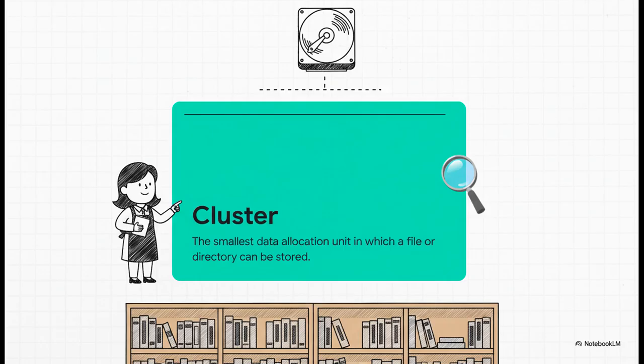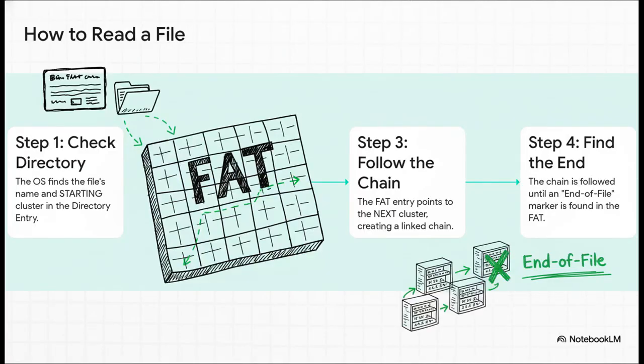Okay, so before we dive into the map itself, we need to understand what it's actually mapping. See, the storage space on your drive? It's all broken down into these small, manageable chunks called clusters. And for our library analogy, it's simple. Just think of a cluster as one single shelf. That's the smallest unit of space our librarian can actually manage. So here's how it all comes together. Your computer first grabs the file's library card.